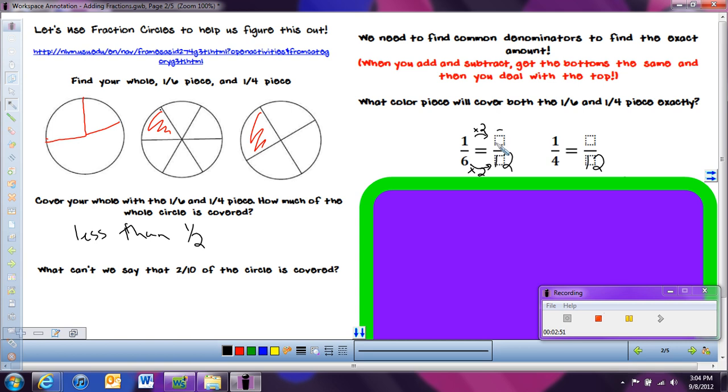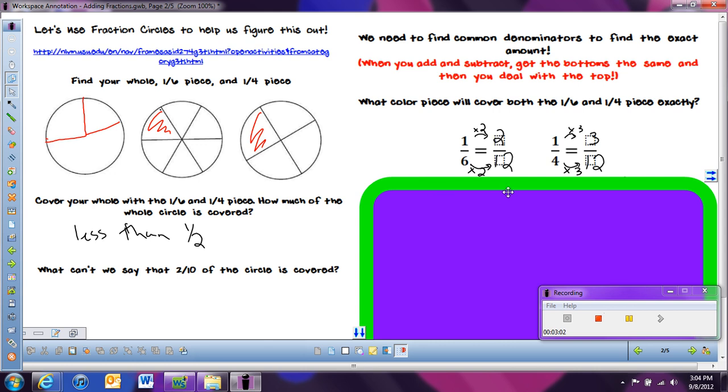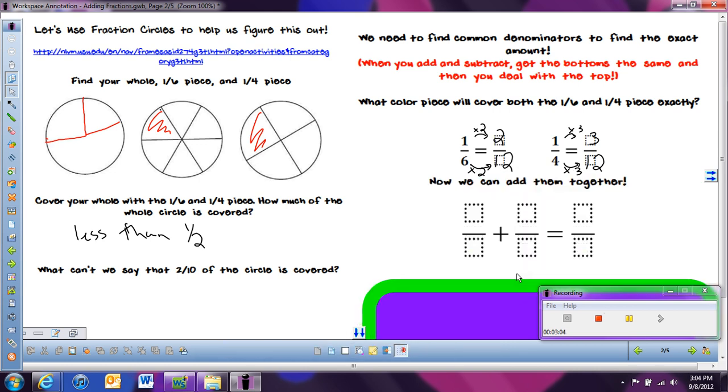So 1 times 2 is 2. Then we'll do the same thing over here. 4 times 3 is 12. And 1 times 3 is 3. So now we have our new fractions that we'll be able to work with, and they have a common denominator, so now we'll actually be able to add them together.